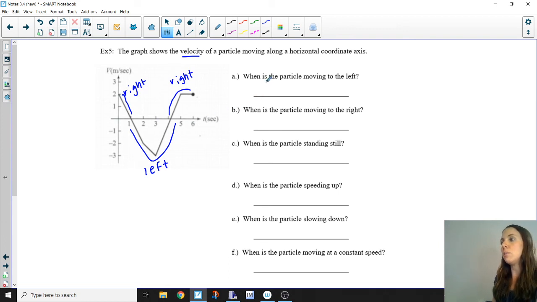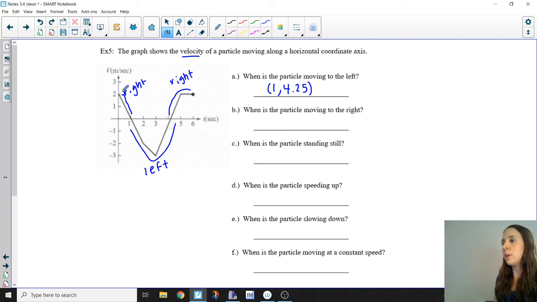All right, so now we can easily answer A. When is the particle moving to the left? All in this interval from 1 to whatever this time is. I just called it 4.25. It's a little bit past 4, and put parentheses. All of this is the interval I'm looking at. That's an interval from time 1 to time 4.25.